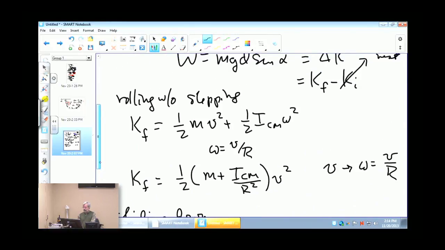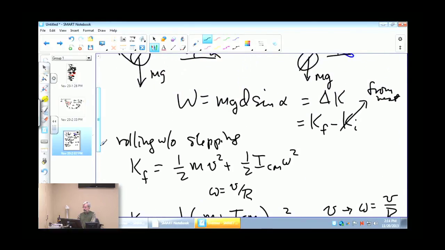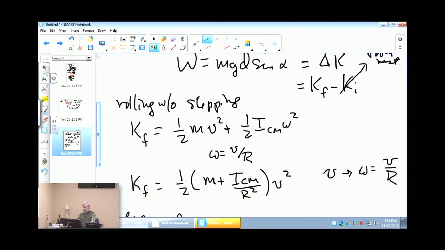Okay, and notice that we could have computed the rolling without slipping case using the parallel axis theorem, right, and gotten the same result. I find it easier to remember this: the total kinetic energy is a combination of the translational kinetic energy and the rotational kinetic energy, and then to put in the no-slip condition after that. I find that easier to think of, because the no-slip condition is actually not always true, right? But this is always true. Kinetic energy is a combination of translation and rotation.